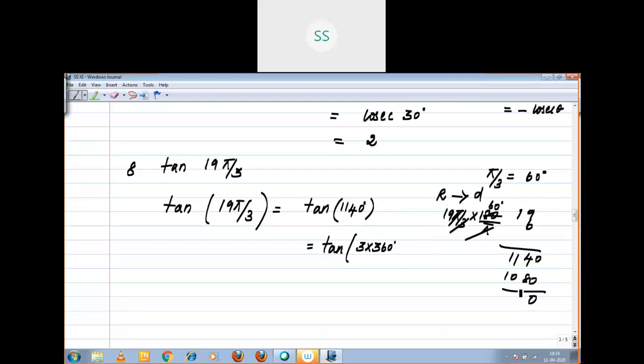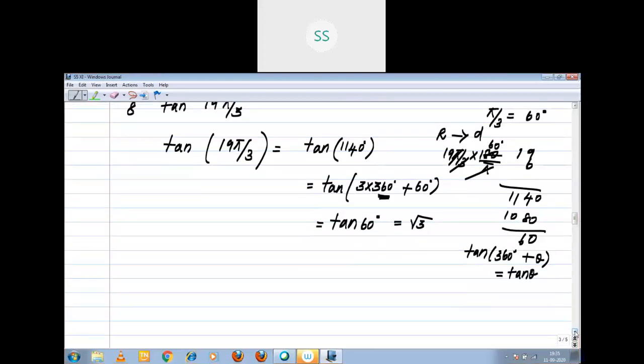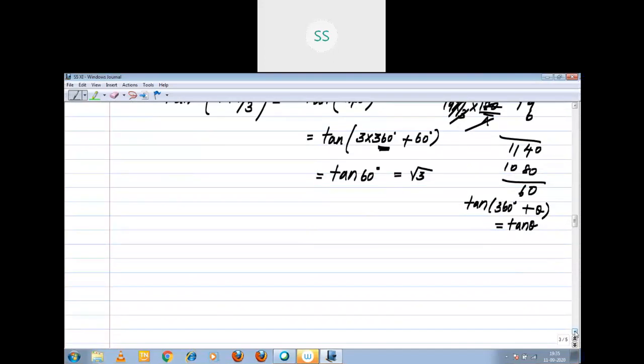1080. You have to subtract and see how much? 6. Right? Plus 60 degree. Here also you have to concentrate only on 360. Tan of 360 plus theta, first quadrant. So you get it as positive tan theta, which is equal to tan 60 degree, tan 60 degree equal to root 3.